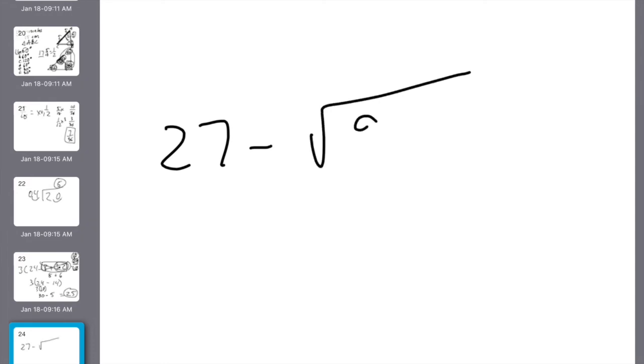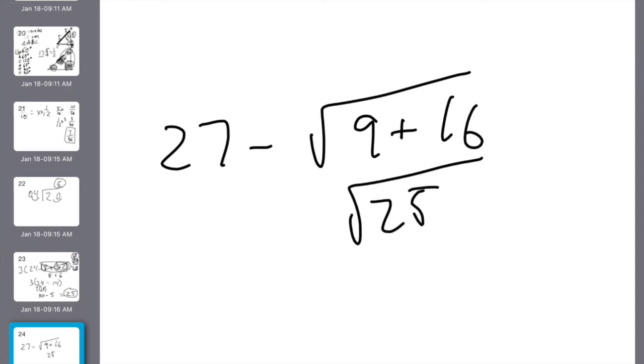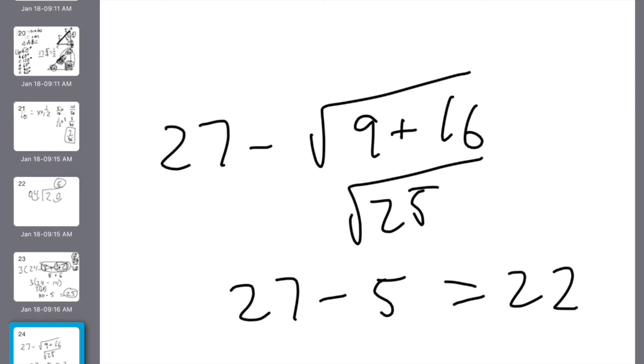Number 21, 3 cubed. 3 times 3 is 9, times 3 again is 27, minus the square root. 3 squared is 9, 4 squared is 16. Add those together is 25. Square root of 25 is 5. 27 minus 5 is 22.